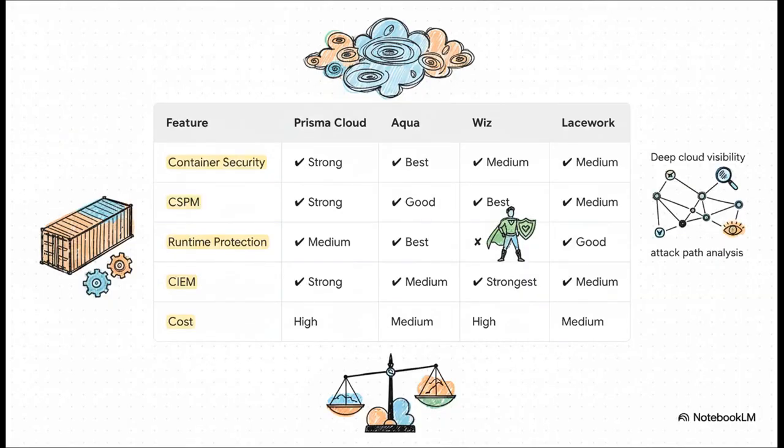Prisma Cloud is a powerful all-arounder, no doubt, with huge strengths in CSPM and CIEM. But it's not the best at everything. If your absolute #1 priority is runtime container defense, a specialist tool like Aqua often has an edge. If you need the deepest possible cloud visibility and attack path analysis, Wiz is often seen as the market leader there. The key takeaway is that the best tool really depends on what your specific needs are.